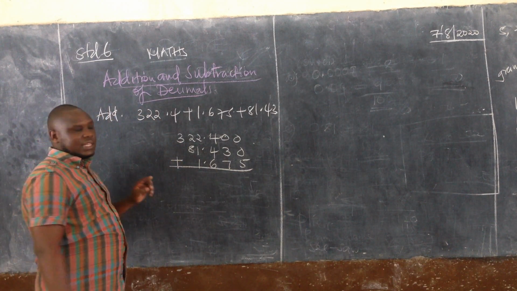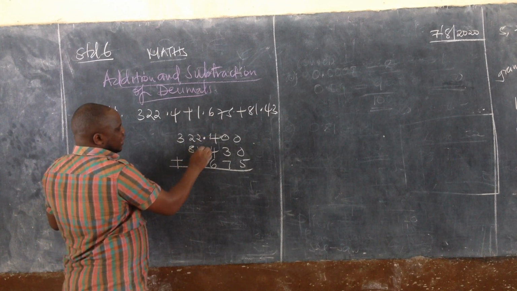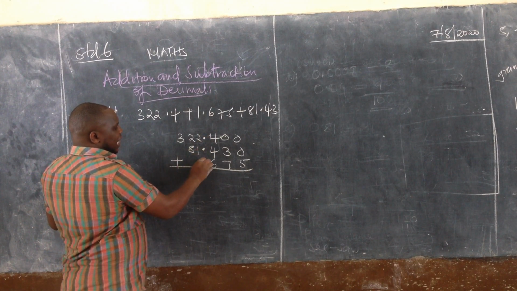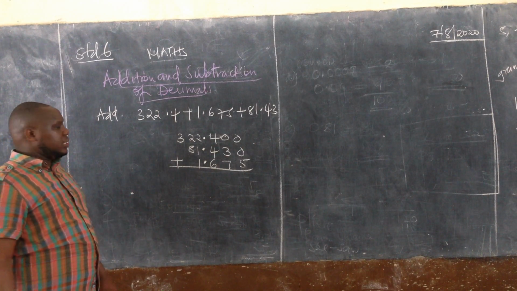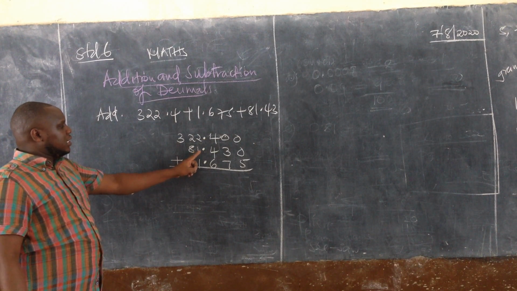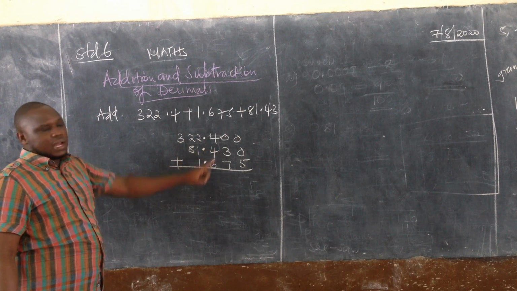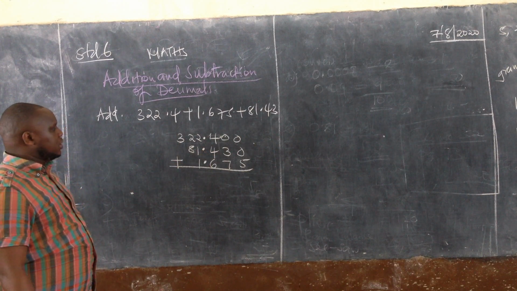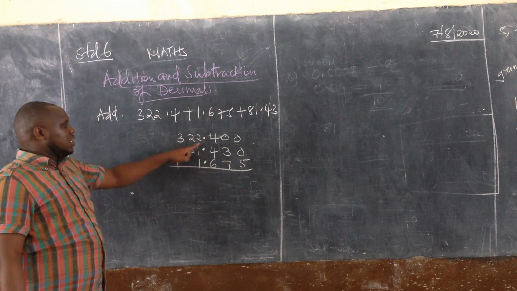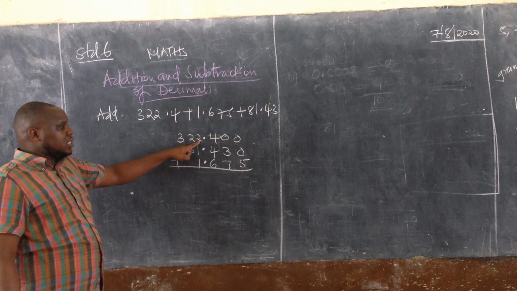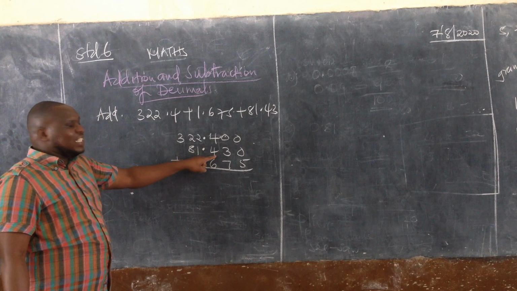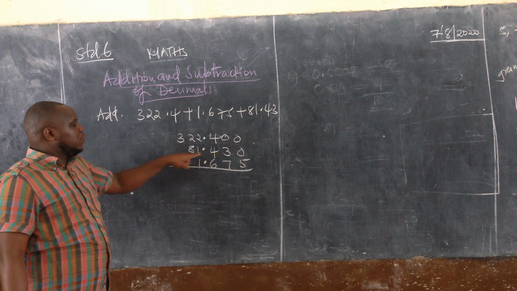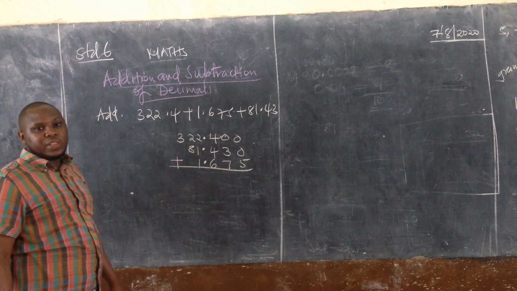The most important thing is how you arrange the decimal points. You can see my decimal points are in one line. So if you mix them, you are going to get the answer wrong. If you bring this 81 to be here, the decimal point is here. You get it wrong because the values have changed. Look at this place. The place value of this is ones, but this one is tens. So if you bring this 4 on this side, it will interfere with the place value.